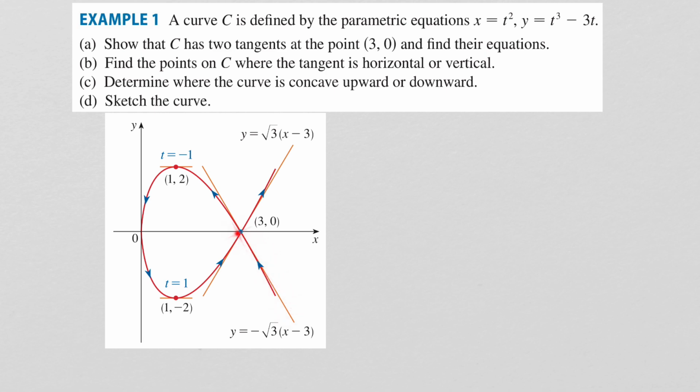And then if you just trace out these points in order, you see that you get a curve that looks something like this. Now, of course, you can always plug in additional values of t to get additional points on the curve anytime you're trying to graph something, but this is all you need to get a sketch for this curve.